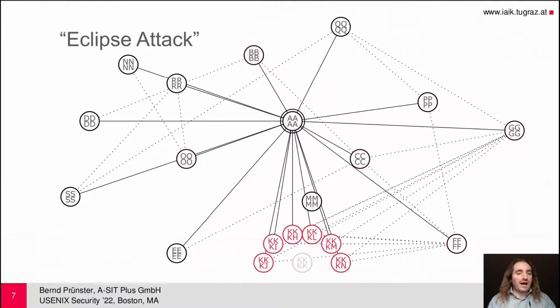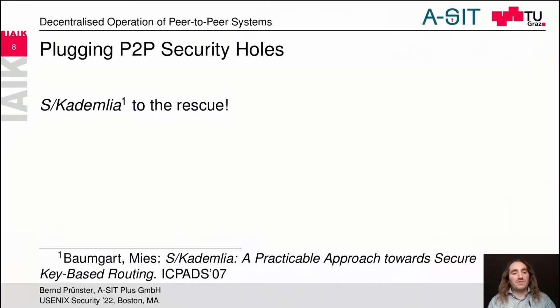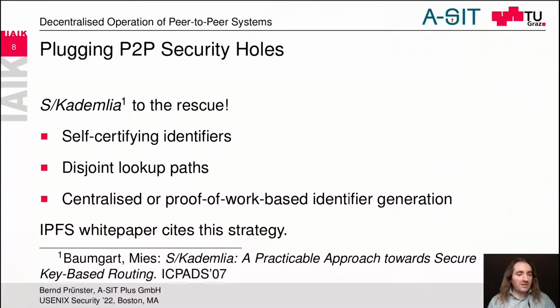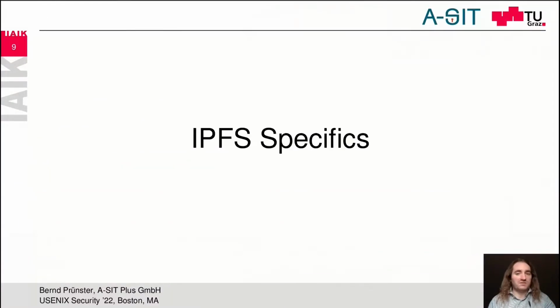So how can these problems be fixed? Well, S/Kademlia proposed a solution to these issues: use self-certifying identifiers, mandate disjoint lookup paths, and a centralized or proof-of-work-based identifier generation. And I mention S/Kademlia specifically because the IPFS white paper cites this strategy. But let's talk some more IPFS specific.